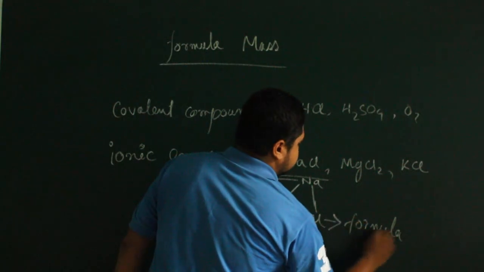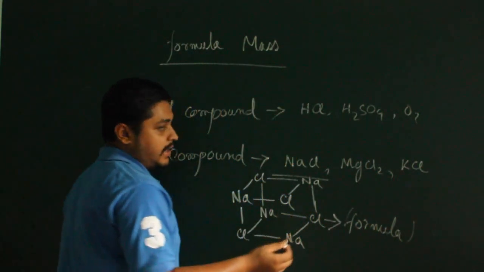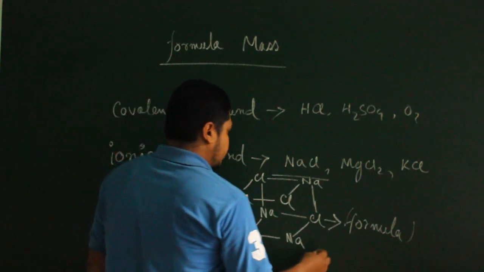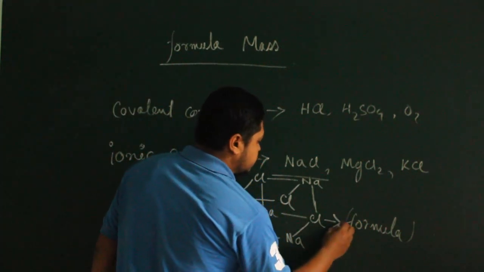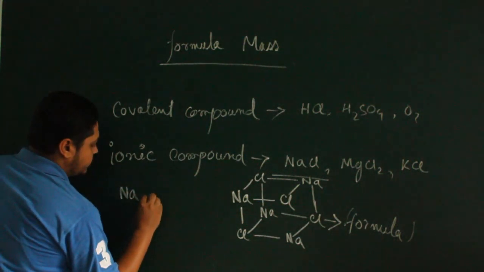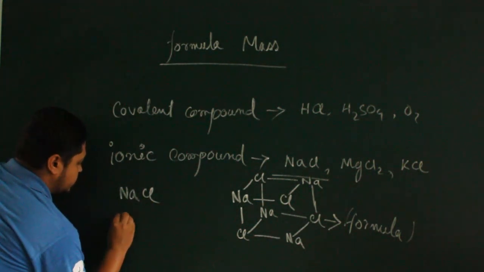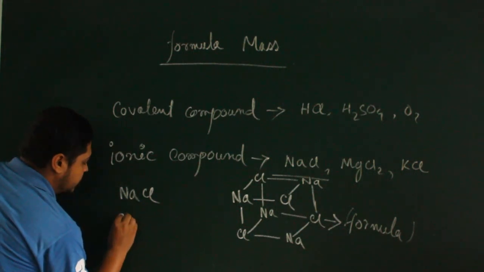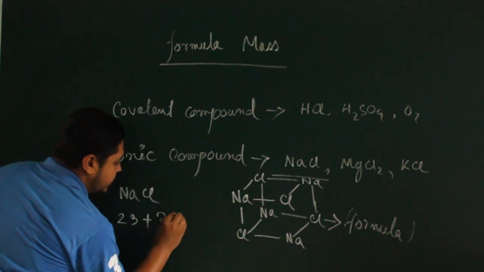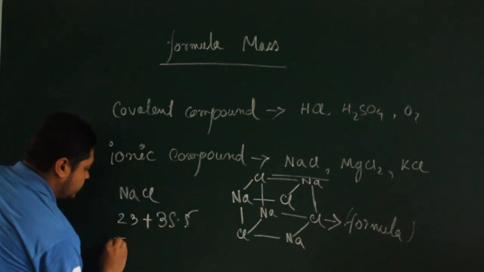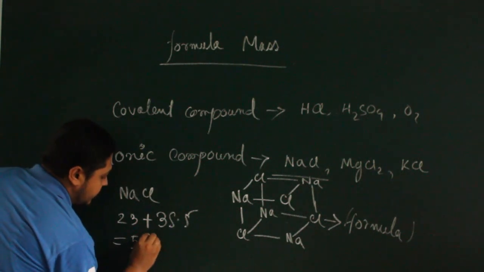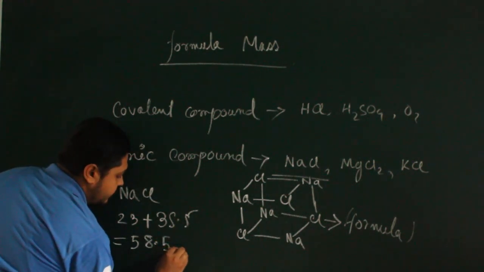Actually, the calculation of formula mass and molecular mass is the same. So in case of sodium chloride, the atomic mass of sodium is 23 and the atomic mass of chlorine is 35.5. So the formula mass of sodium chloride is 58.5 U.